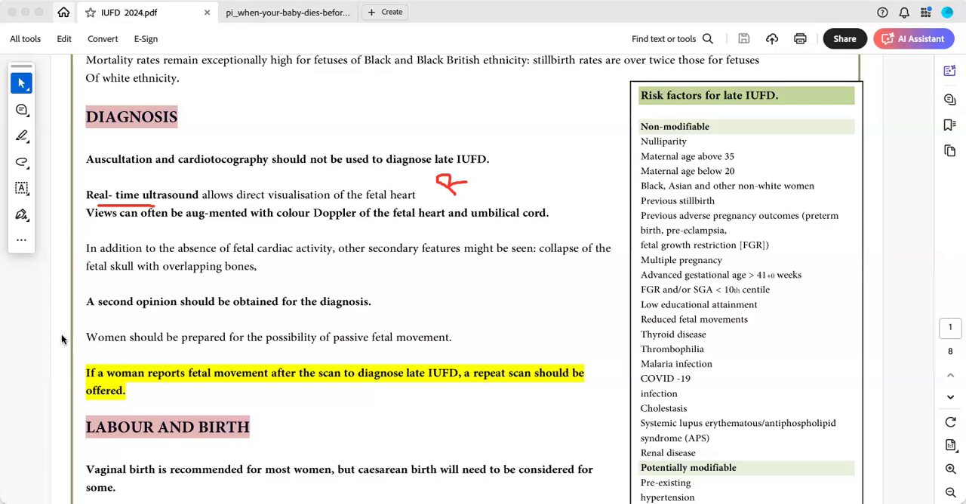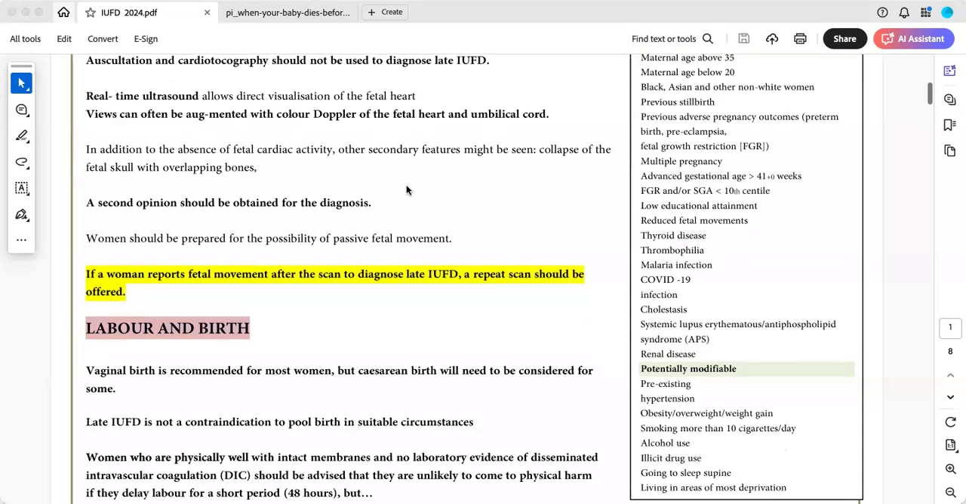Very important, if the patient asks about the feeling of movement after the confirmed fetal death by two doctors, you will tell her that it is most likely to be passive fetal movement.